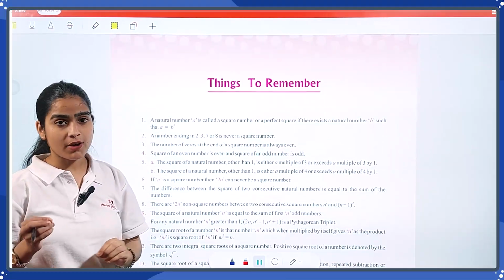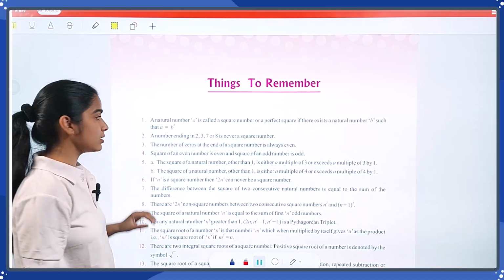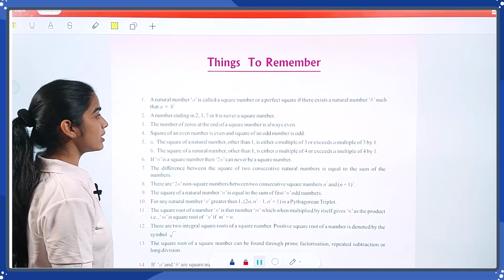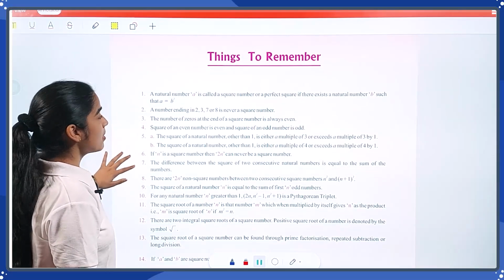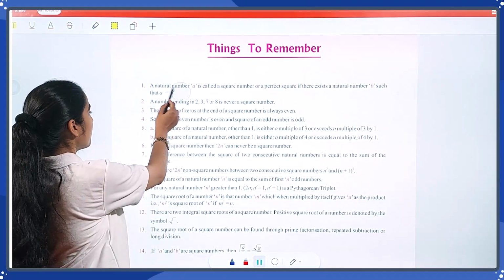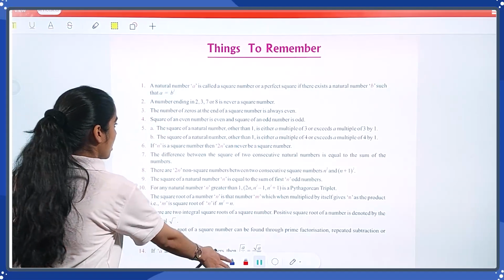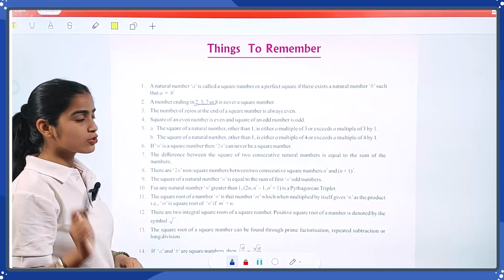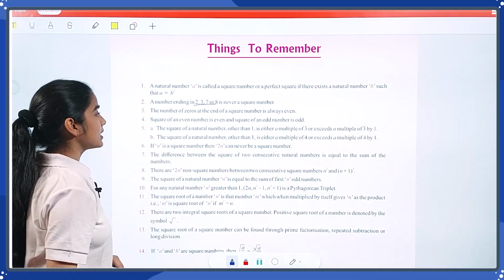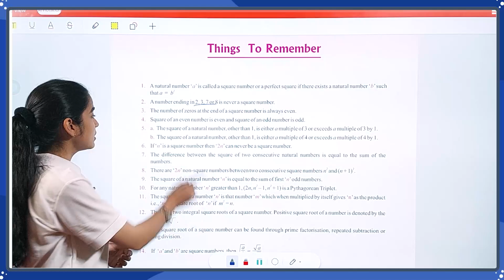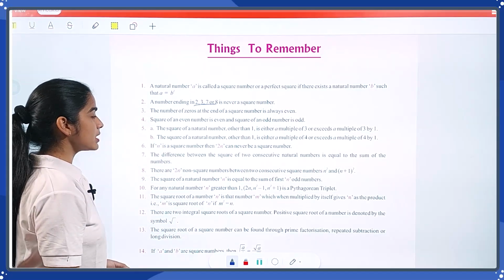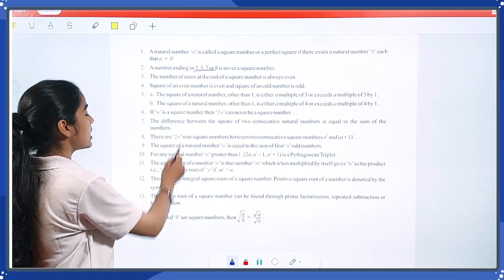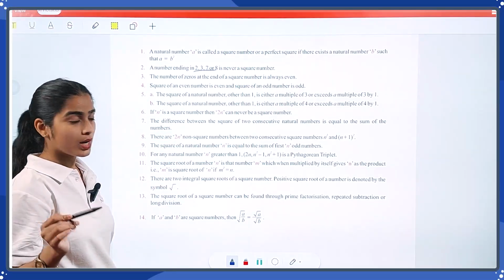Now the things which you have to remember while solving this chapter are: a natural number A is called a square number or a perfect square number if there exists a natural number B such that A is equal to B square. A number ending in 2, 3, 7 or 8 is never a perfect square. The number of zeros at the end of a square number is always even. The square of an even number is always an even number. The square of an odd number is always an odd number. If n is a square number, then 2n can never be a square number.